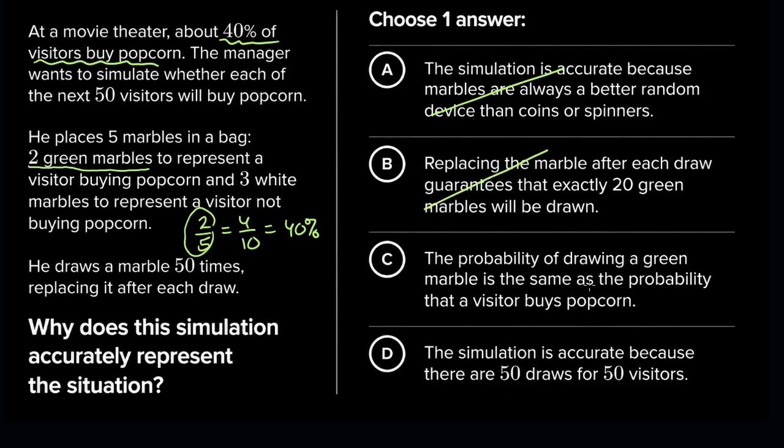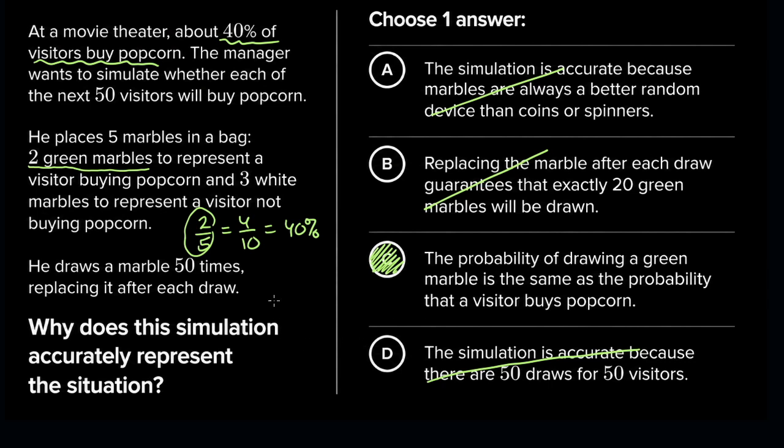Choice C: the probability of drawing a green marble is the same as the probability that a visitor buys popcorn. Yes, that's what we said. 2 out of 5 is 40%, which is the probability that a visitor buys popcorn. Choice D: the simulation is accurate because there are 50 draws for 50 visitors. No, I wouldn't go with that either.